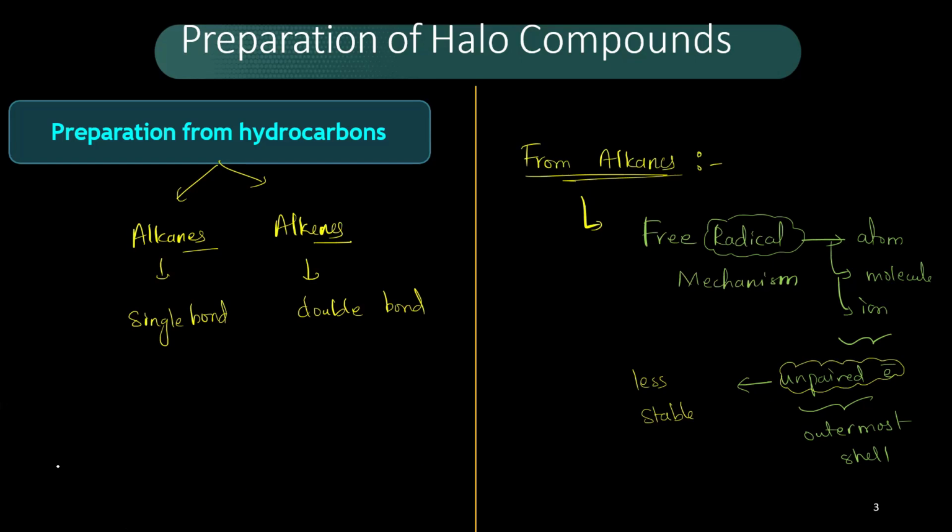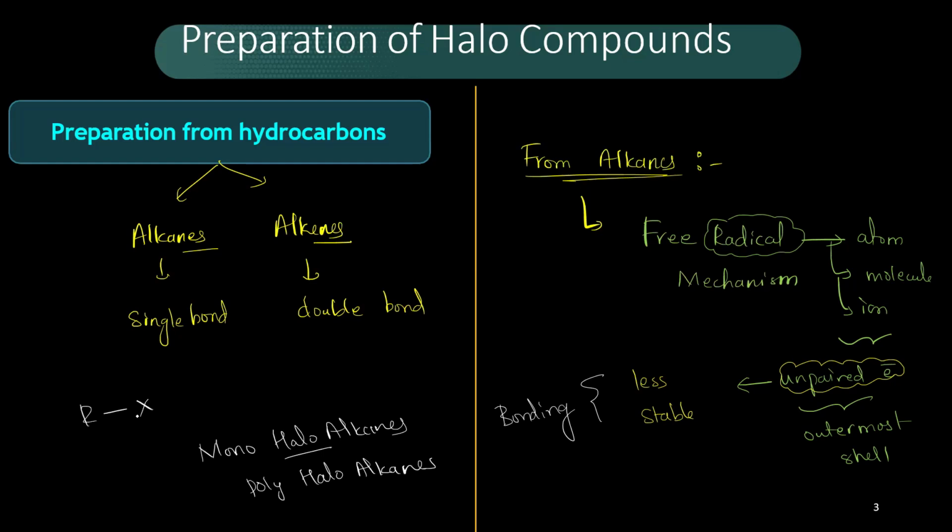In order to get stability, this atom will undergo bonding. And remember, in this method we can get different types of alkyl halides. It can be monohaloalkanes, or it can be polyhaloalkanes. That means either one halogen is attached or many halogens are attached to the alkyl group. It can be RX or it can be more. So the product we get here can be monohaloalkanes or polyhaloalkanes.